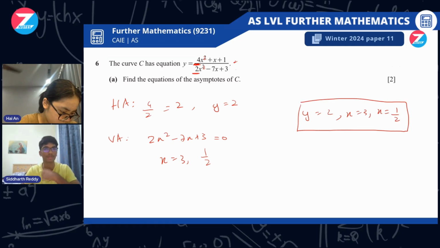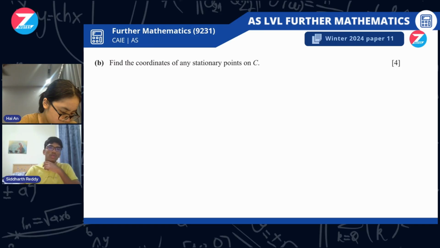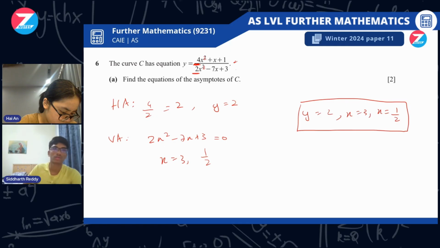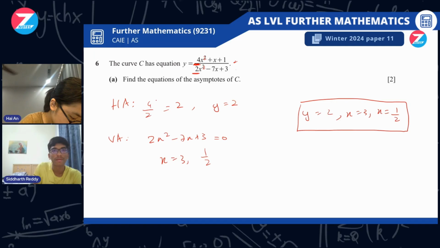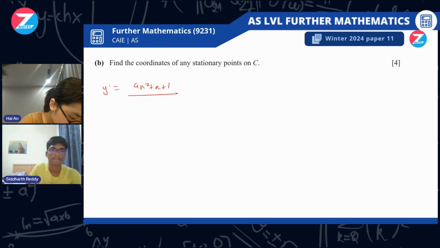Okay, let's move to the next part. Find the coordinates of any stationary points on C. So for the curve C, to find the stationary points, we need to find the places where dy by dx is equal to 0. So let's write y is equal to (4x squared plus x plus 1) divided by (2x squared minus 7x plus 3).